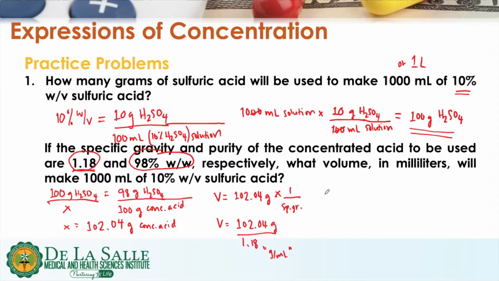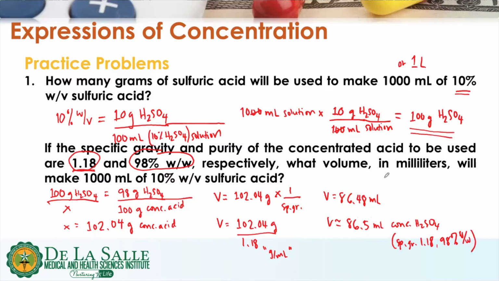So the volume is equal to 102.04 divided by 1.18. We get a value that is equal to 86.48 milliliters or about 86.5 milliliters of the concentrated sulfuric acid with a specific gravity of 1.18 and 98% weight in weight. Now, there is a shorter way to do this.